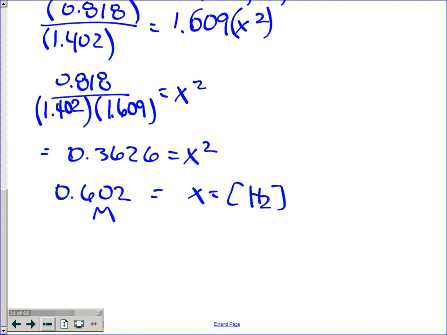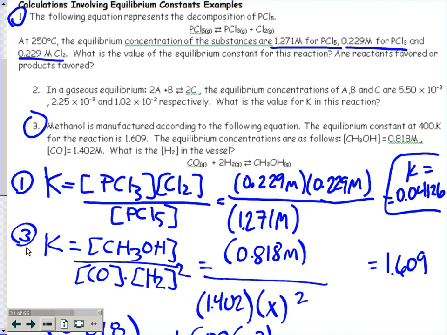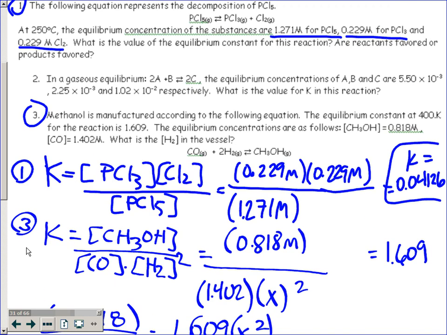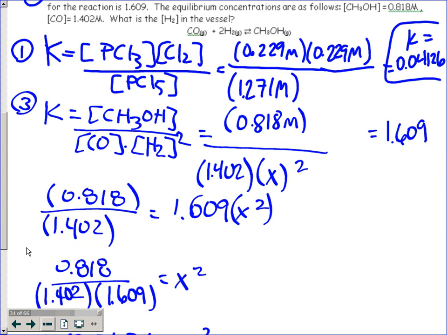All right, let's talk about number 3. Okay, just wanted to make sure you got started. All right, so we have our K expression. Are we okay with that? We had a squared. That was the only thing that we had to do. Okay, we can set up a K expression for anything now. We exclude liquids and solids.